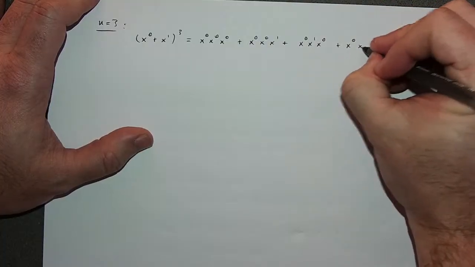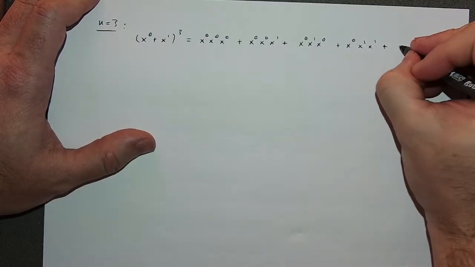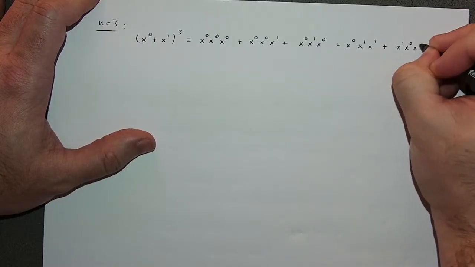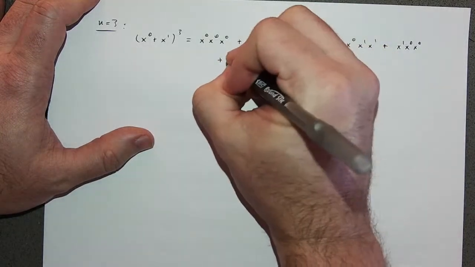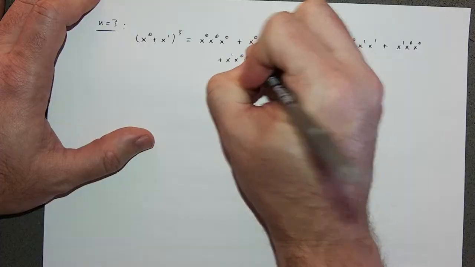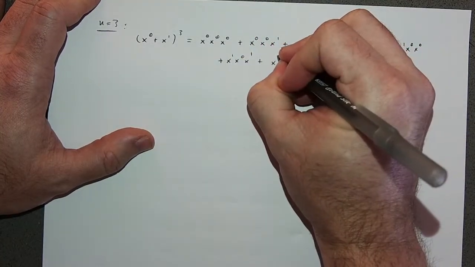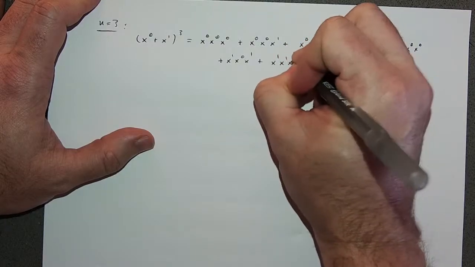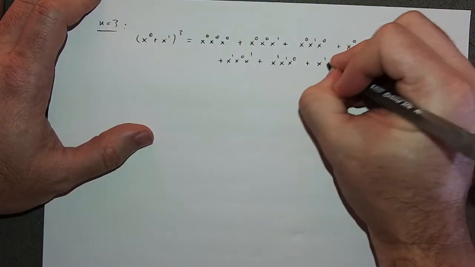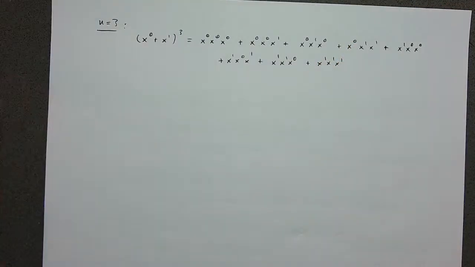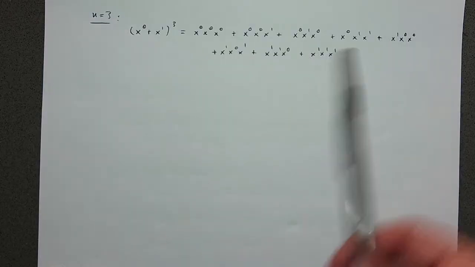x to the 0, then x to the first, plus x to the first, x to the 0, x to the 0, plus x to the first, x to the 0, x to the first, plus x to the first, x to the first, x to the 0, plus the term with x to the first for each copy of x here.